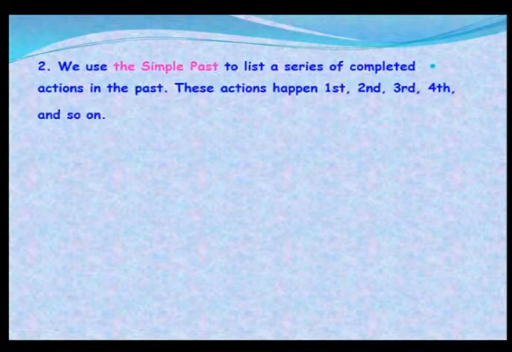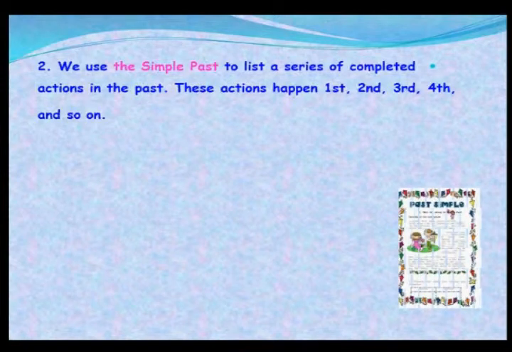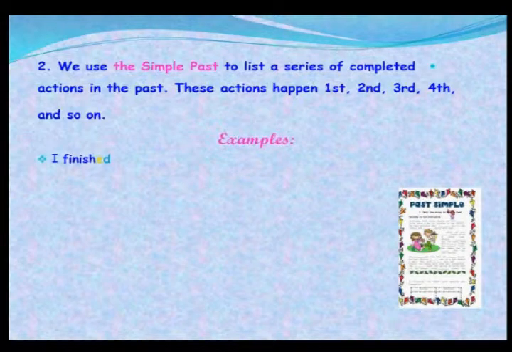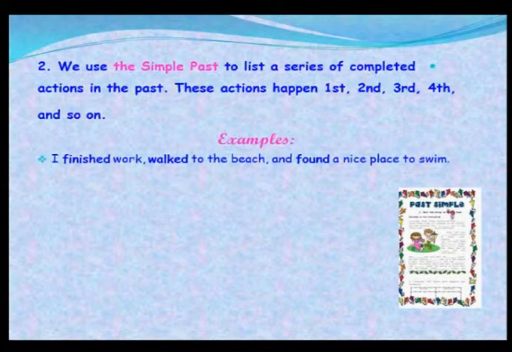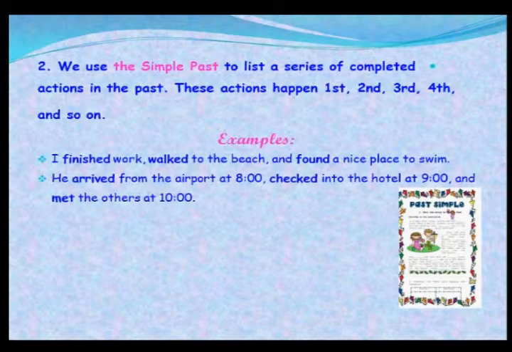Okay, we go to usage number 2. We use the past simple to list a series of completed actions in the past. These actions happened first, second, third, fourth, and so on. For example, I finished work, walked to the beach, and found a nice place to swim. He arrived from the airport at 8, checked into the hotel at 9, and met others at 10.